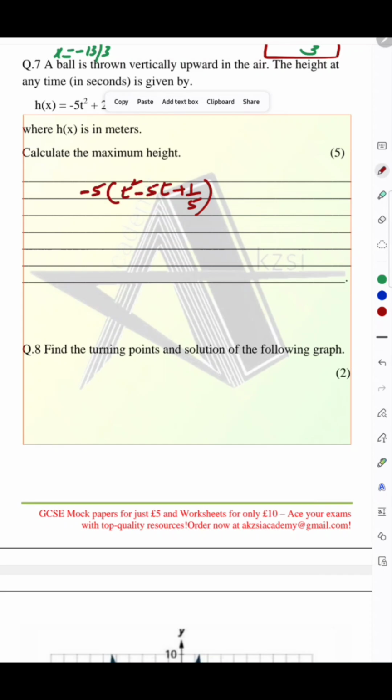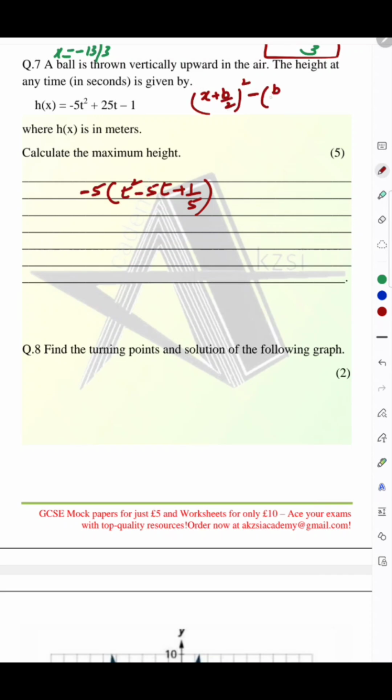I'm directly applying the formula, which is x plus b by 2 whole squared minus b by 2 whole squared plus c. So in this case, on comparing only what's inside the bracket, I'll get a as 1, b as negative 5, and c as 1 over 5. Putting these values in this form, I'll keep minus 5 out as it is, and it would be x plus b by 2. b is negative 5, so x minus 5 by 2 whole squared minus 5 by 2 whole squared, and plus c is 1 by 5.